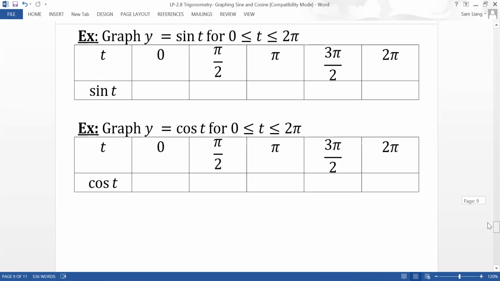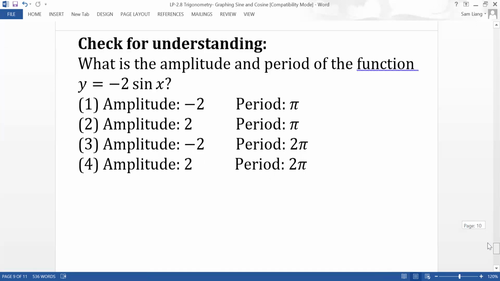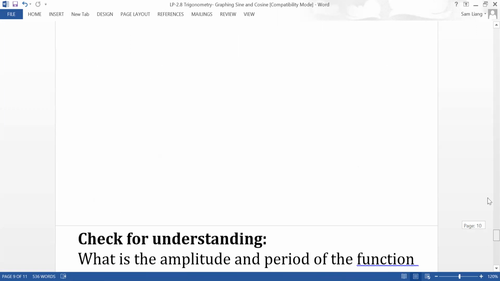All right, so next are some examples, which I'll get back to the lesson for. First we're going to graph sine t, and then we're going to graph cosine t, from 0 to 2 pi. And that's it. I also had a check for understanding question that I'll get to at the end.